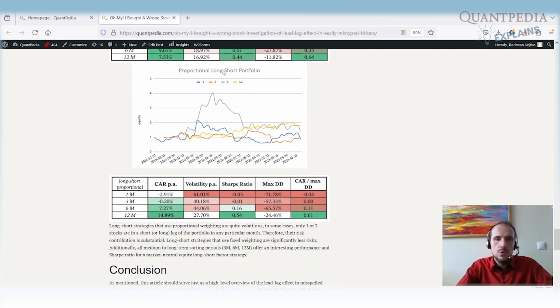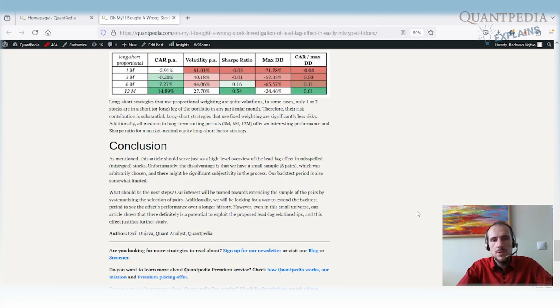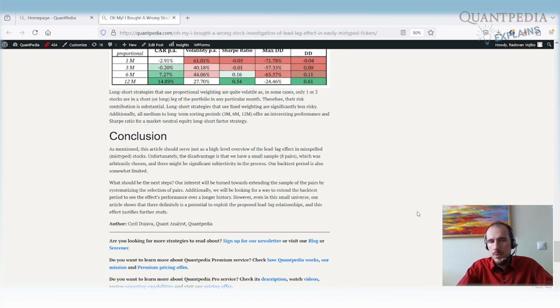Now when you have a proportional long short portfolio, the performance is significantly higher in some cases, but volatility is significantly higher too. So what is the conclusion? Firstly, this article should serve just as a high-level overview. So we tried to investigate the lead lag effect in misspelled or mistyped stocks. The disadvantage is that we have a small sample. We just have 8 pairs, which we identified by hand, and they were arbitrarily chosen, and there might be significant subjectivity in the process. And we have also a limited period because we are backtesting only over 5 years.